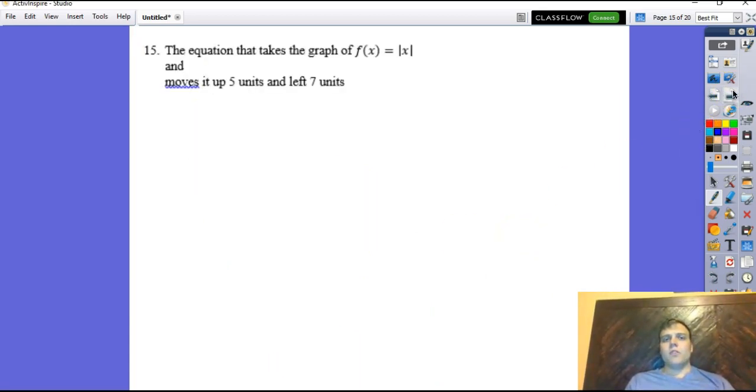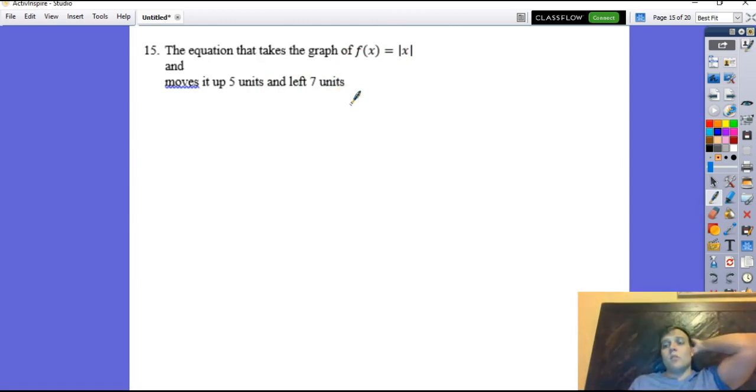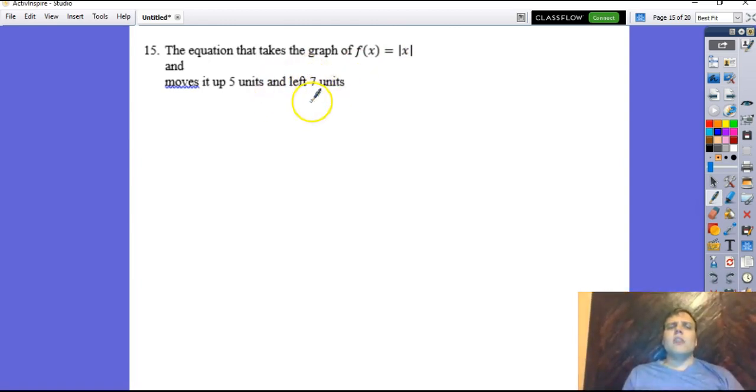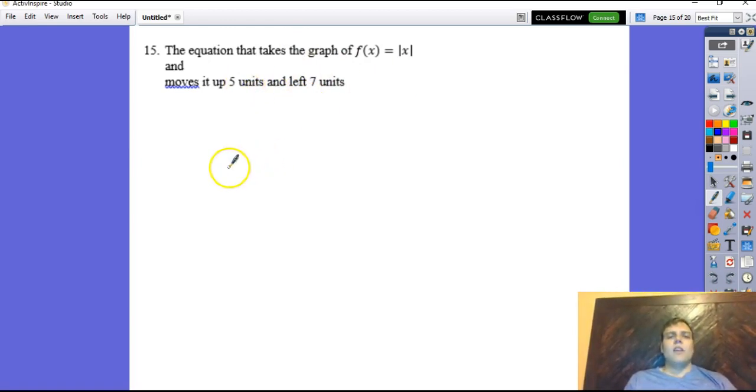Next problem, problem 15. The equation takes the graph f(x) equals the absolute value of x and moves it up 5 units and left 7 units. Okay, so it just wants me to write a new equation because this was going to be a multiple choice problem. I just stole it off a multiple choice problem. That's why it's worded a little bit weirdly. But it just wants us to write the new equation, moving it up 5 and left 7.